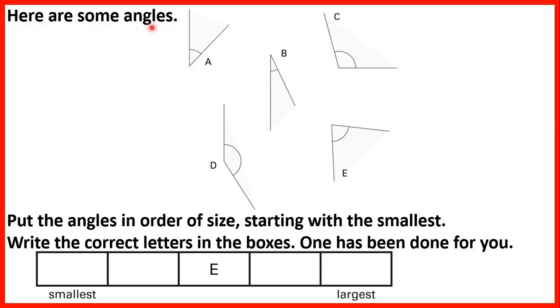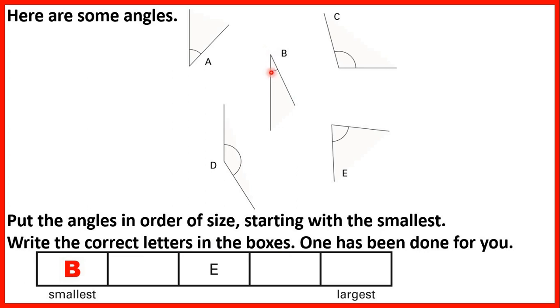Here are some angles. Put the angles in order of size, starting with the smallest. Write the correct letters in the boxes. One has been done for you. So the smallest angle is angle B, because an angle is what we get when two lines join.